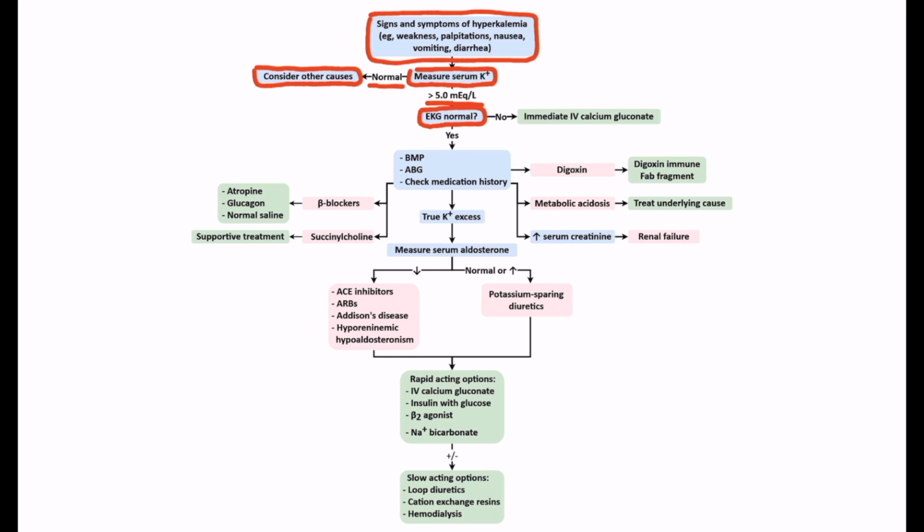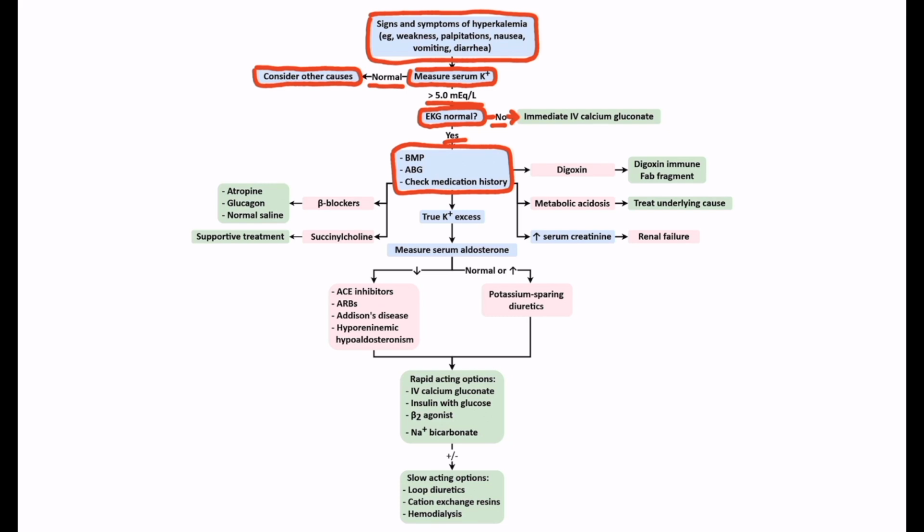like peaked T waves. If the ECG is abnormal, we should immediately start intravenous calcium gluconate to stabilize the myocardium and prevent life-threatening arrhythmias. If the ECG is normal, then we should order a basic metabolic panel to check if the patient has true hyperkalemia. Arterial blood gases should be ordered to check for underlying acid-base disturbances.